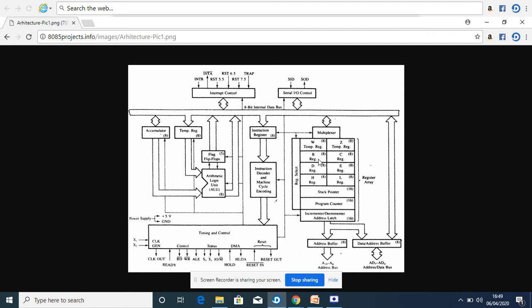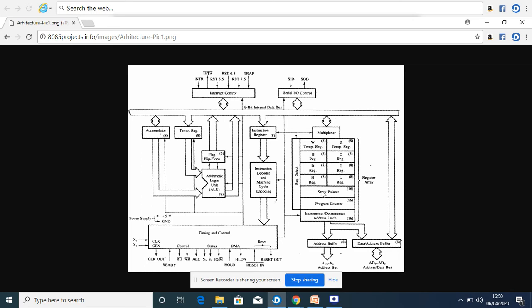B means base register, C means counter register, D means data register, E means extra register, H means higher, L means lower. Every register is of 8-bit length, and if we want to store data more than 8 bits, then we have to pair them. Pairs will always be in the form of B, C, D, E, and H, L.